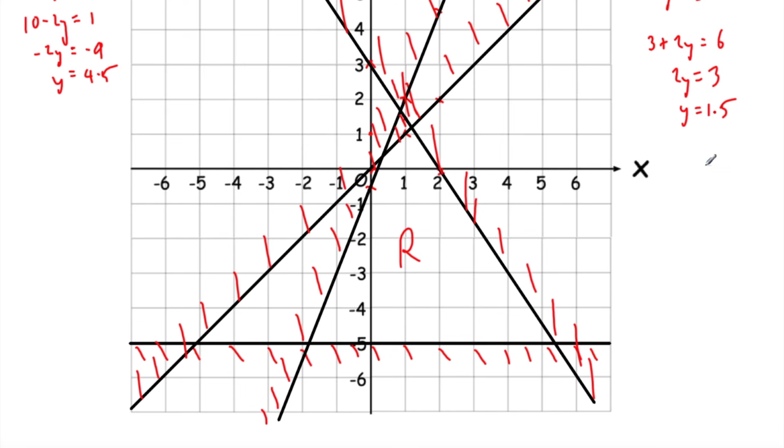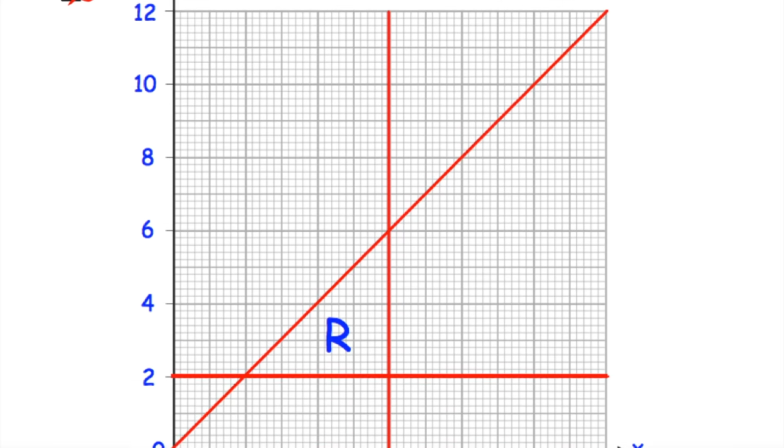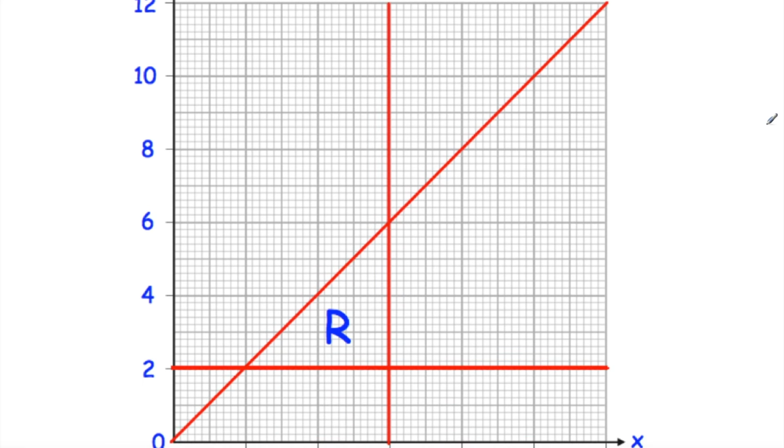And that's it. Okay, let's have a look at our next question, question number 11. Question number 11 is a bit different than the other questions we've done so far, because in all the other questions, actually I think with the exception of one, we've had to draw the inequalities on the grid and show the particular region that satisfies those inequalities.